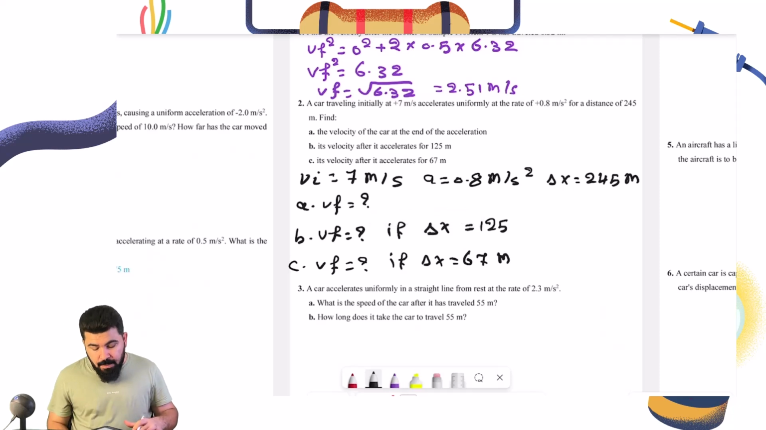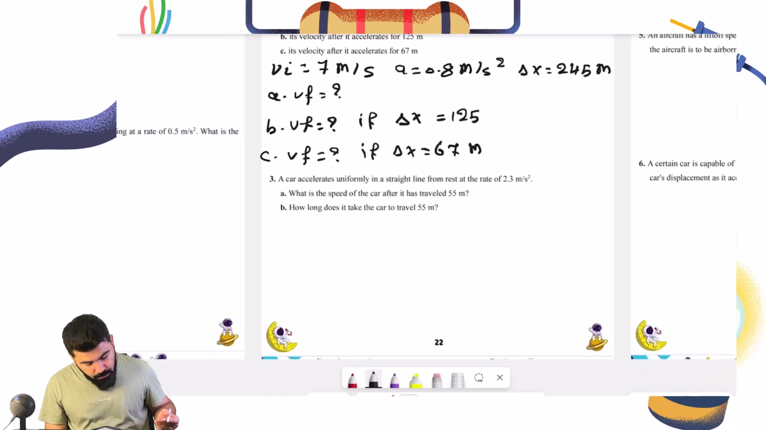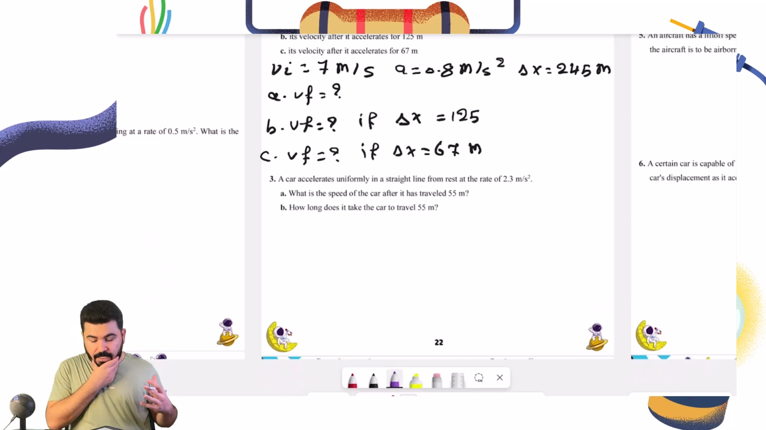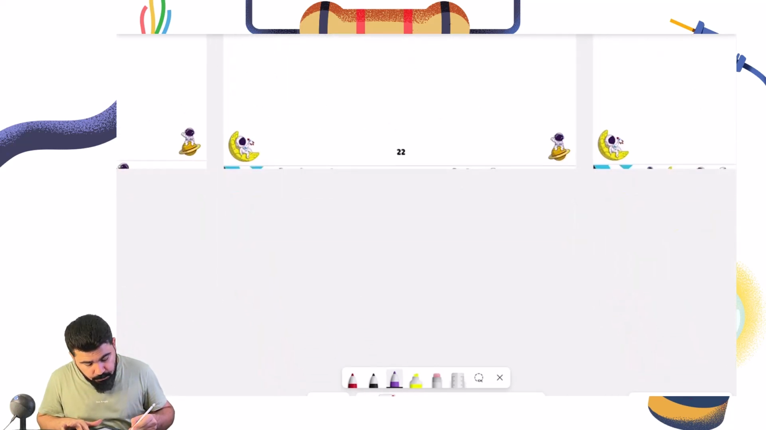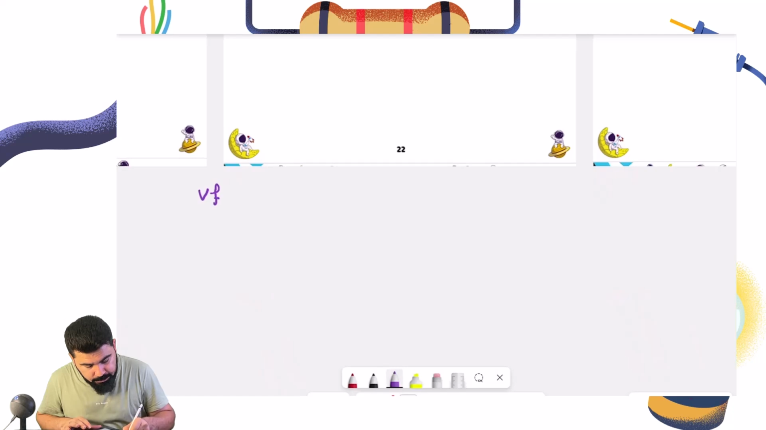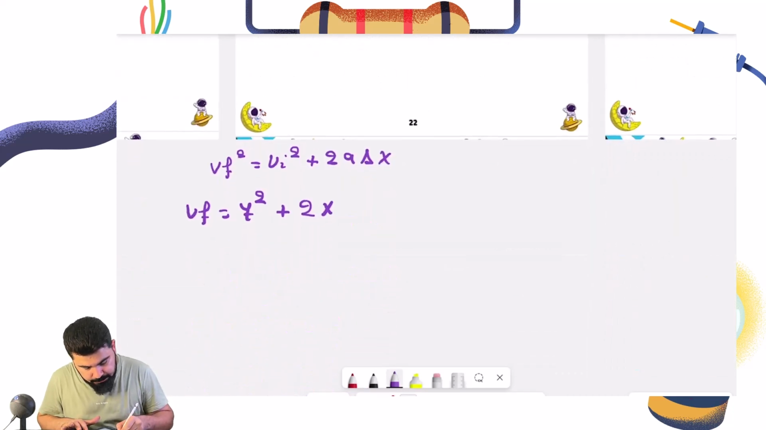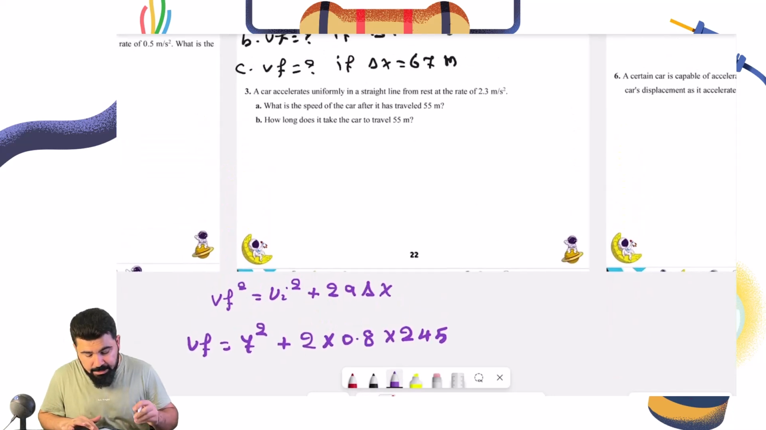Okay, now let's find that. We're going to say V final. Again, ask yourself, what is not mentioned here? Throughout the question, there is no mention of delta t. So we're going to use which equation? V final squared is equal to V initial squared plus 2a delta x. V final squared is equal to 7 squared plus 2 times acceleration, which is 0.8, times 245. That is for part A.